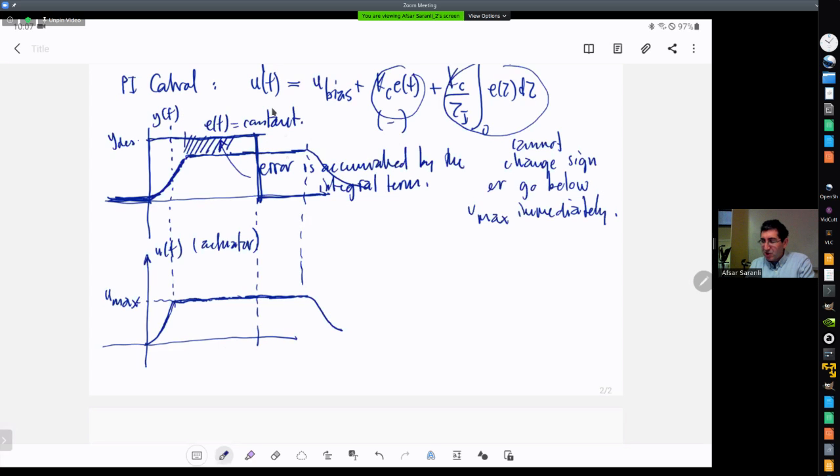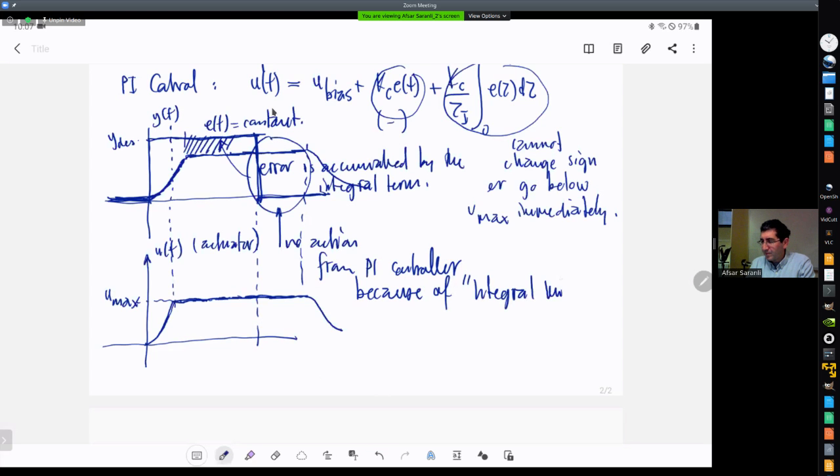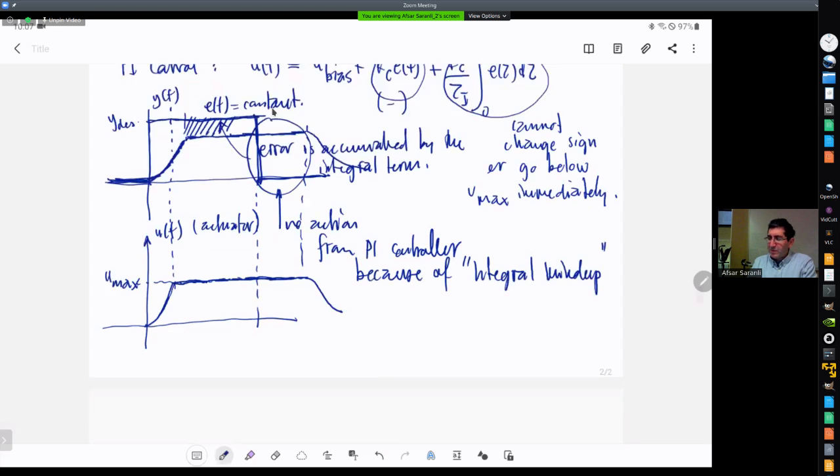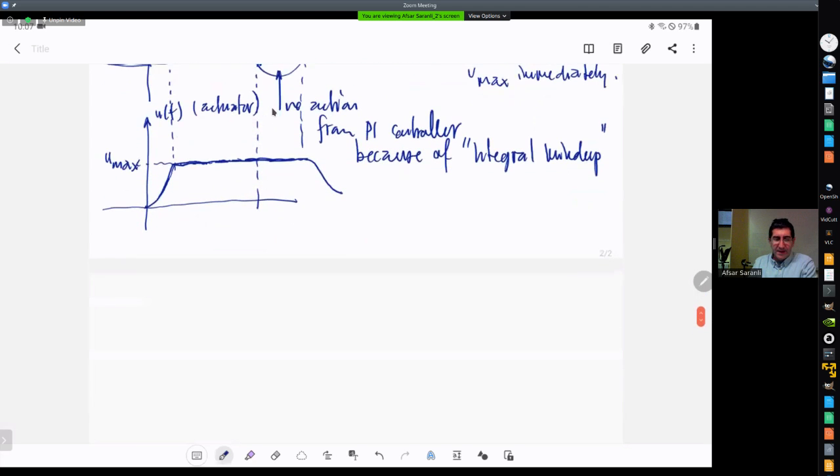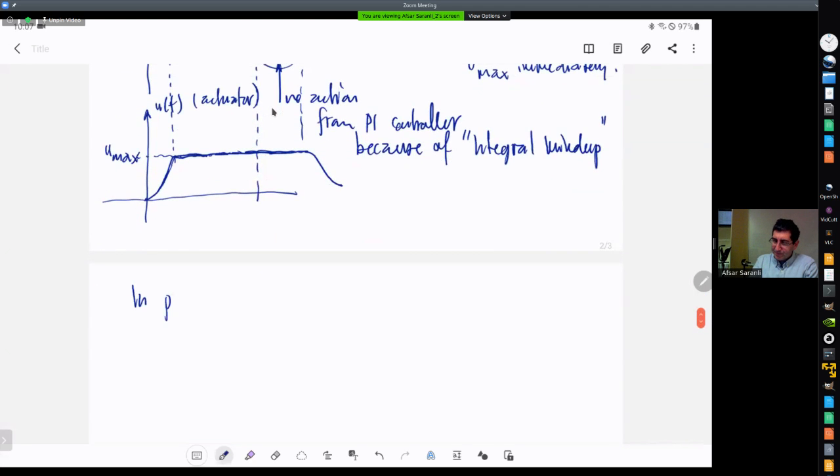Okay, so this region over here, no action from the PID controller or PI controller, because of this so-called integral windup. Okay, so let me write that down for you, the effect in practice.